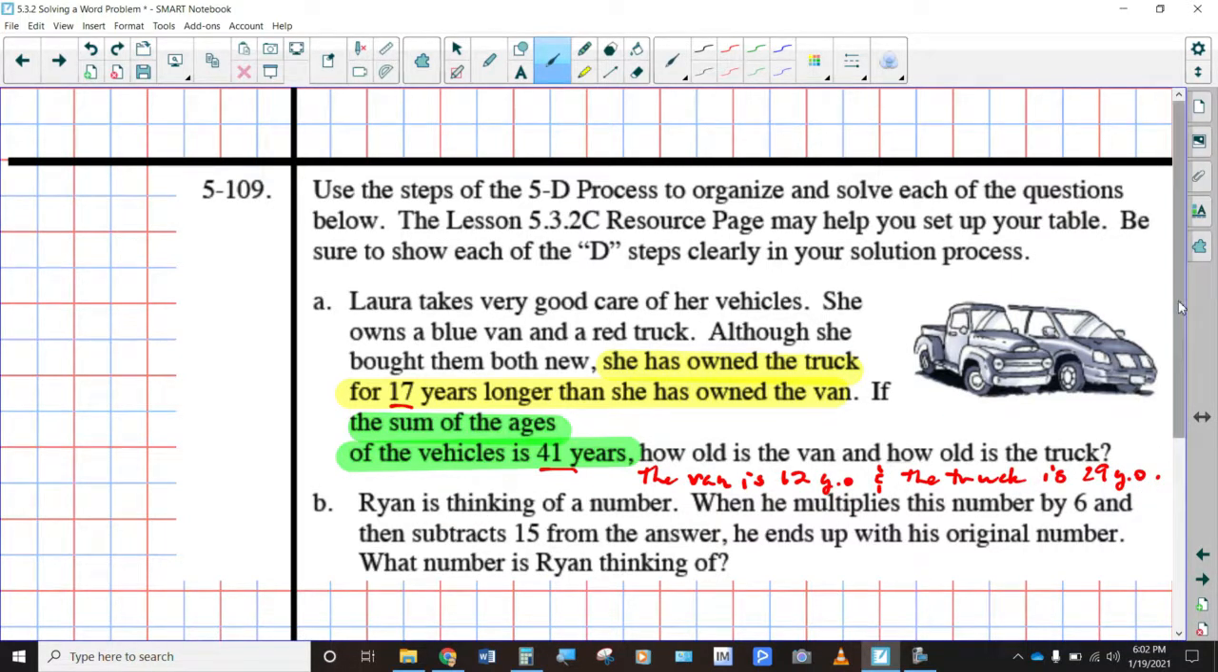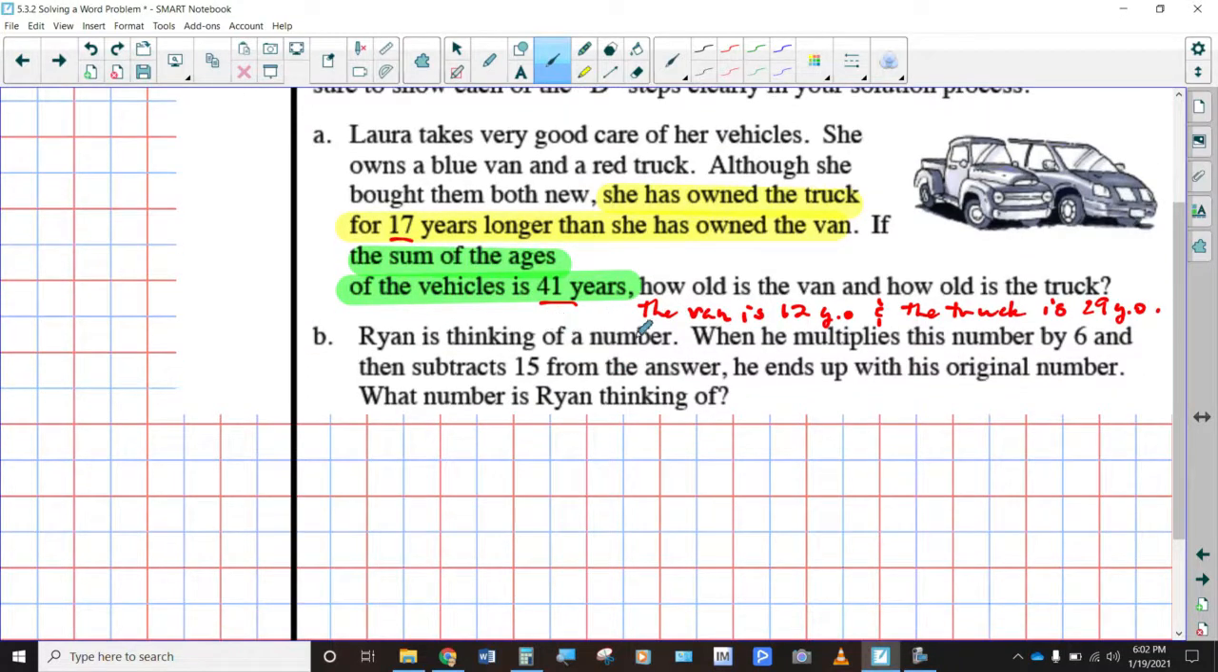Let's take a look at problem B. Ryan is thinking of a number. When he multiplies his number by 6 and then subtracts 15 from that number, he ends up with his original number. Okay, so we just got a number, right?